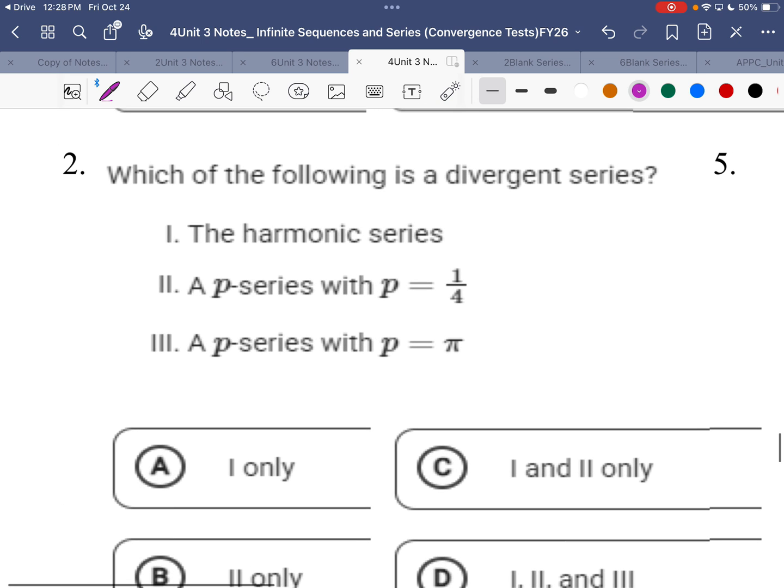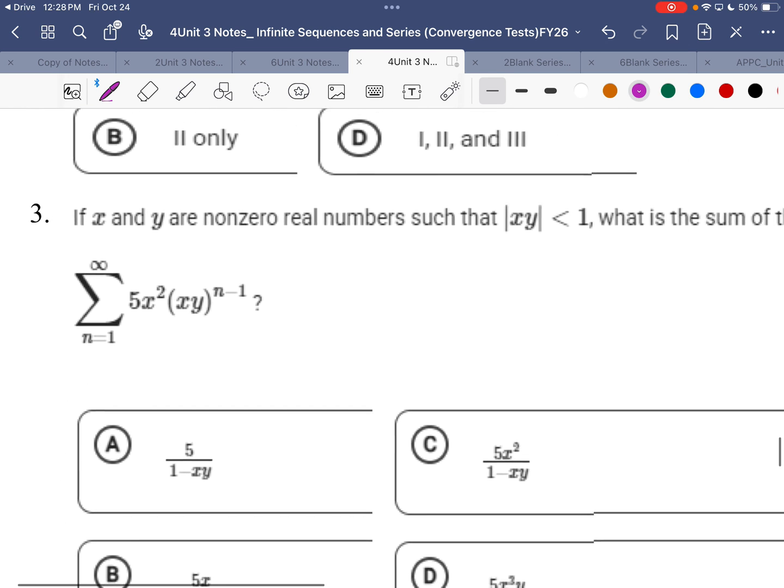All right, on 2, which of these is a divergent series? What is a harmonic series? P is 1. Well, P is exactly 1. So then it's these two, which is C. Oh my gosh, we got another pattern happening, I think, friends.